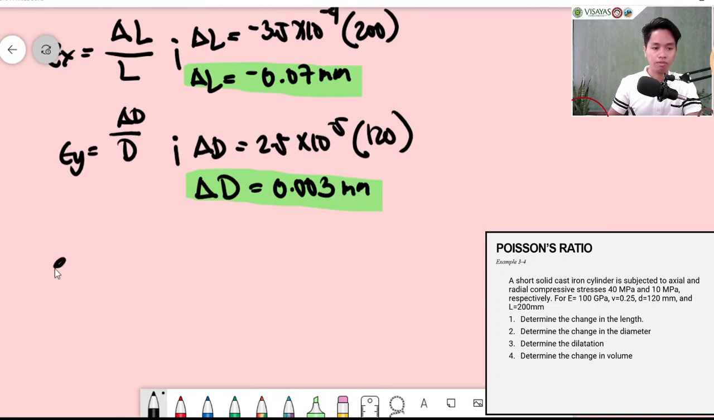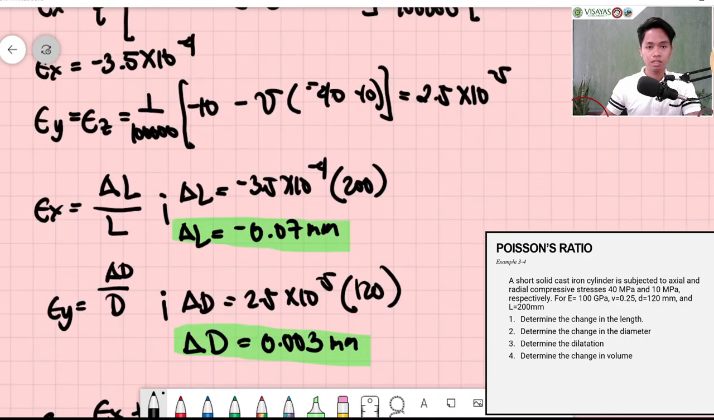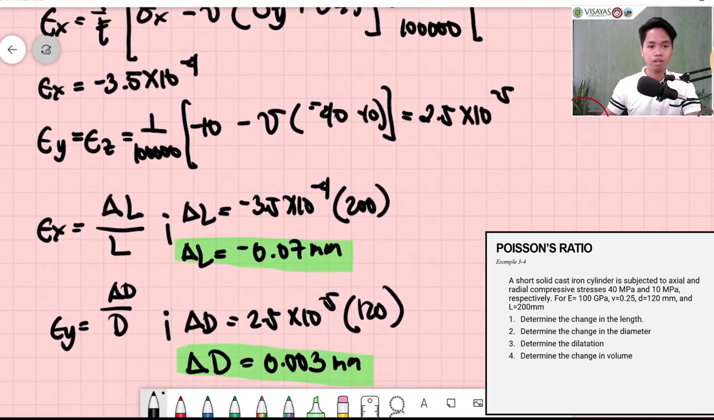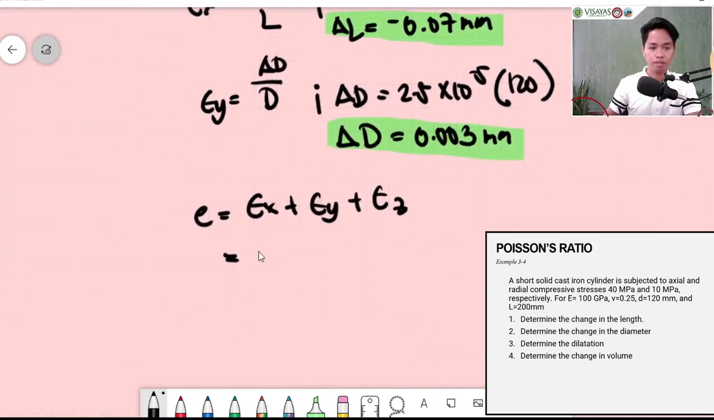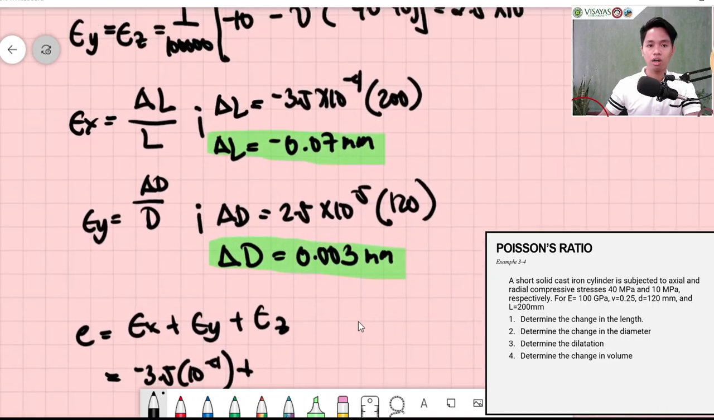That would be equivalent to your strain at X plus your strain at Y plus your strain at Z. So, strain at X is negative 3.5 times 10 to the negative 4. Plus, we have here two times 2.5 times 10 to the negative 5, right?